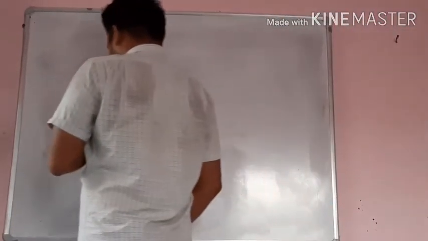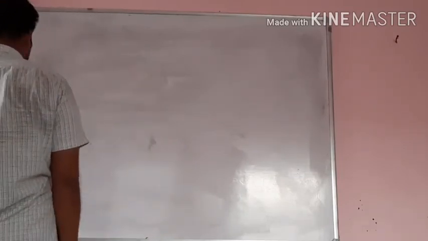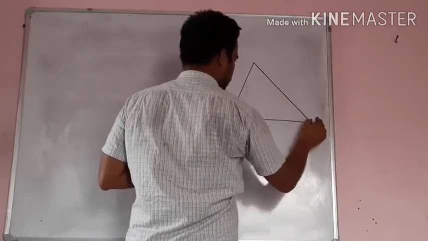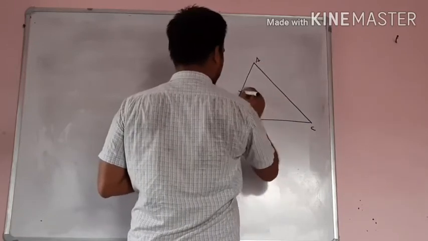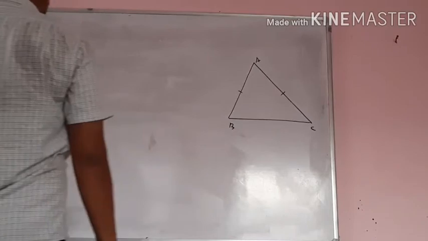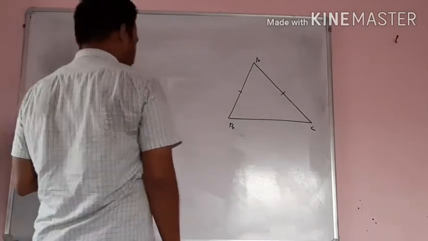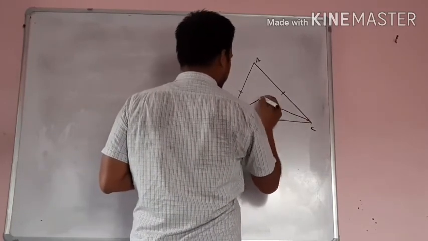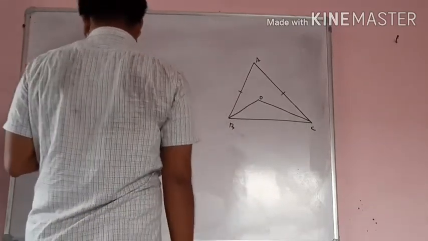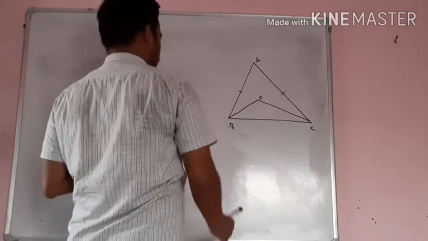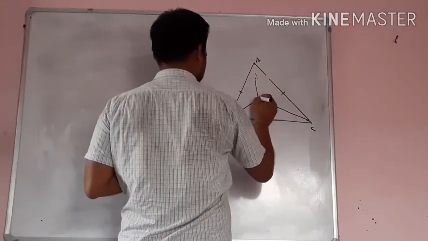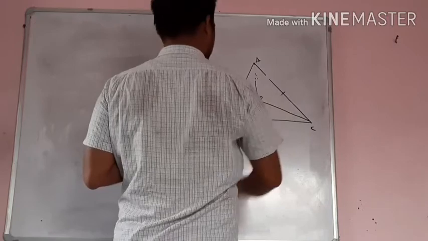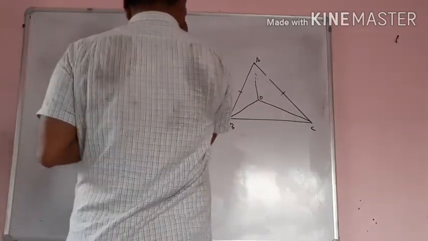In an isosceles triangle ABC with AB equals to AC, it is given the bisectors of angle B and C intersect each other at O. Join AO, so that OB equals to OC and AO bisects angle A.